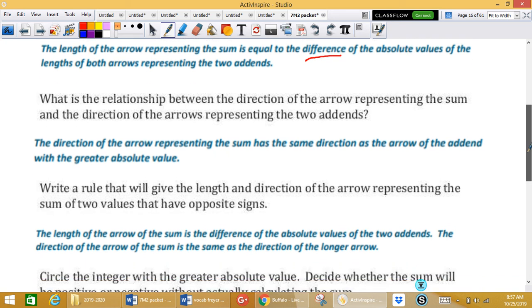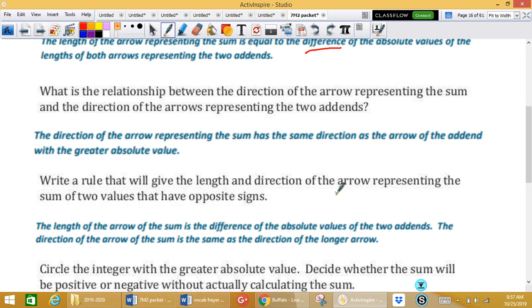Write a rule that will give the length and the direction of the arrow representing the sum of two values that have opposite signs. The length of the arrow of the sum is the difference of the absolute values of the two addends. The direction of the arrow of the sum is the same as the direction of the longer arrow.